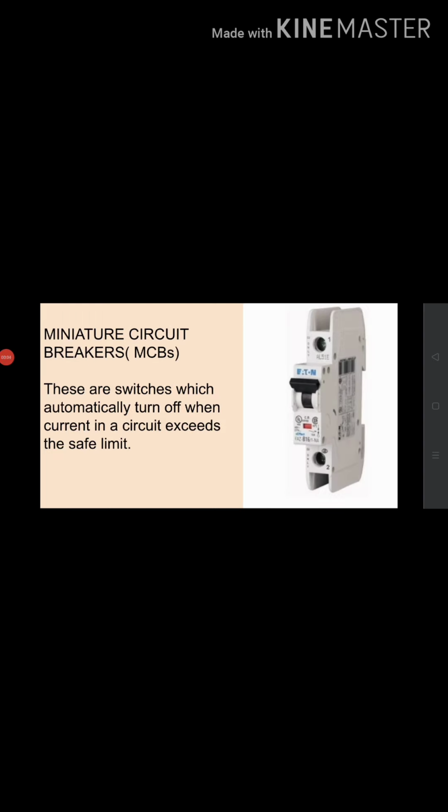Miniature circuit breakers. Nowadays, miniature circuit breakers, that is MCBs, are increasingly being used in place of fuses. These are switches which automatically turn off when current in a circuit exceeds the safe limit. You turn them on and the circuit is once again complete. This may be present in your home also.